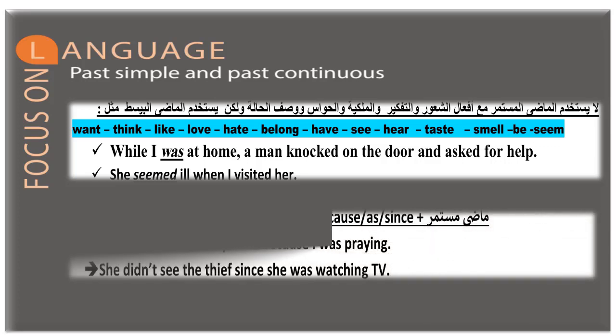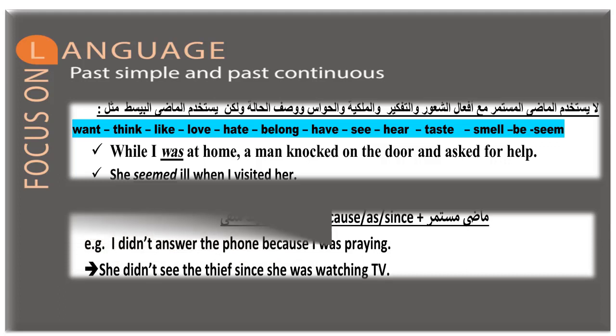الملحوظة الثانية عندي هنا اللي هي تخص because or as أو since، وهنا since و as بيساوي because لأن وهنا بيكون قبلهم ماضي بسيط منفي وبعدهم ماضي مستمر. For example, I didn't answer the phone because I was praying. She didn't see the thief since she was watching TV. قلنا since هنا معناها because.